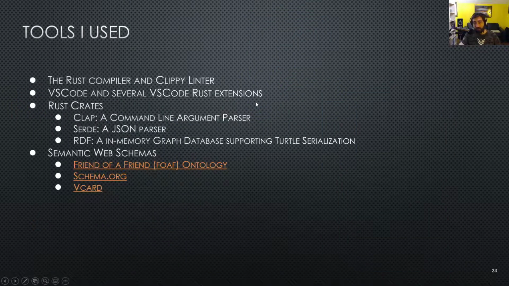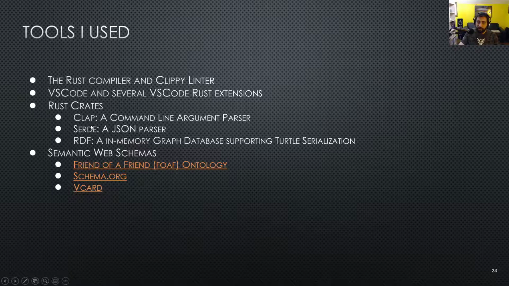So some of the tools I used are pretty much all the standard Rust stuff: the Rust compiler and the VS Code Rust extensions. I use some pretty common Rust crates, including clap, which is a really good command line parser, and Serde, which I call a JSON parser here, but it does a lot more than that. It does a lot of other formats, I think YAML and all sorts of other ones.